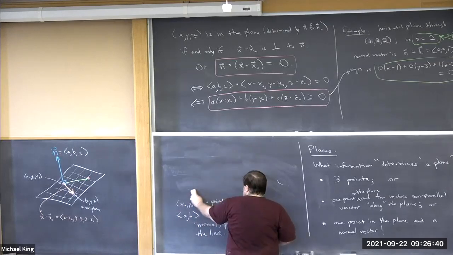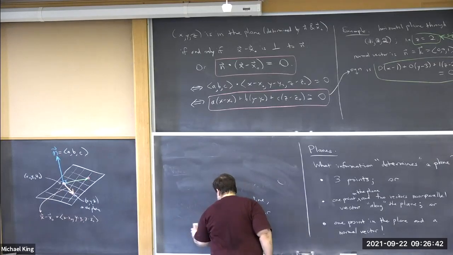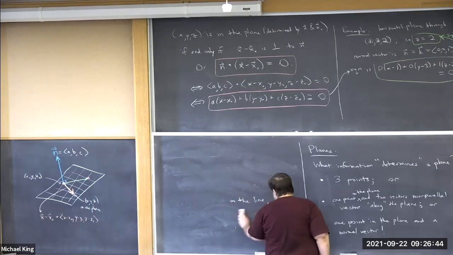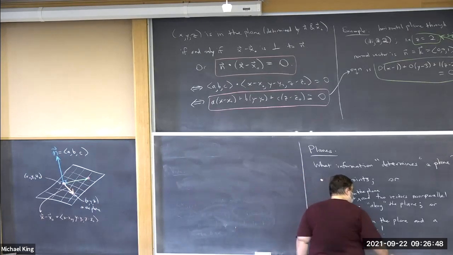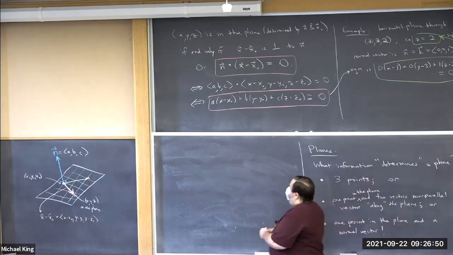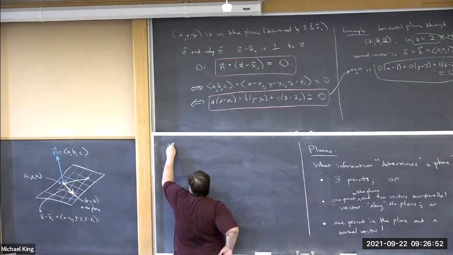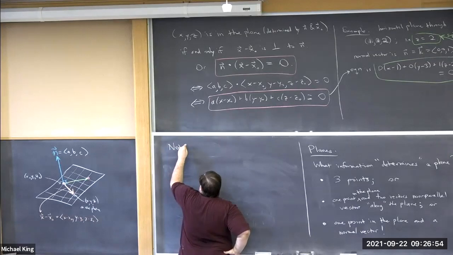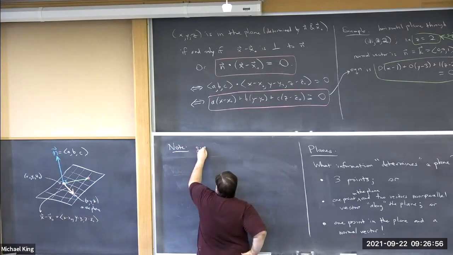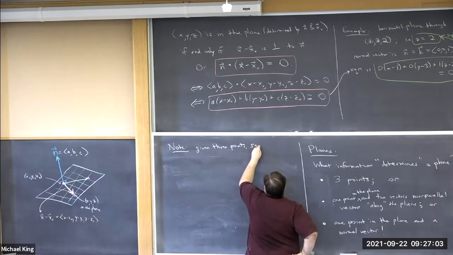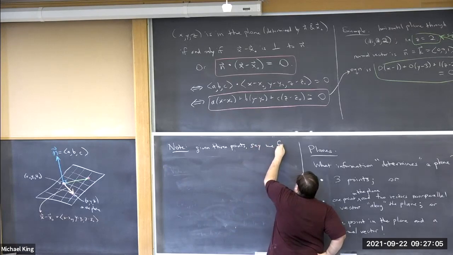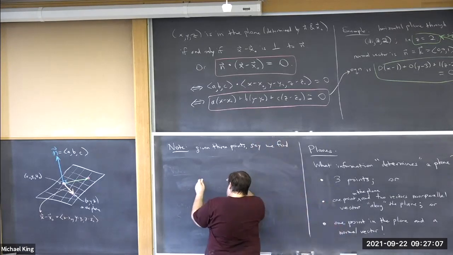There's a couple ways to do it, but cross product is one of them. I mean, cross product's a good one. We've just learned the cross product, we might as well. So note, given 3 points, say we want to find the equation of the plane containing them.